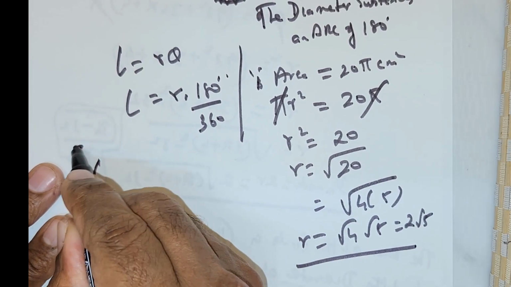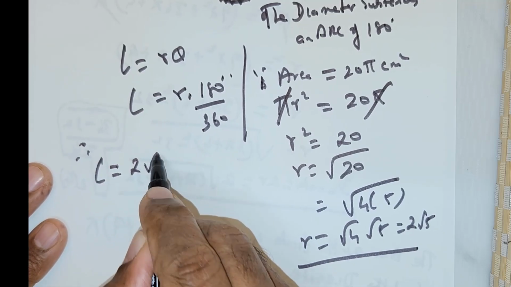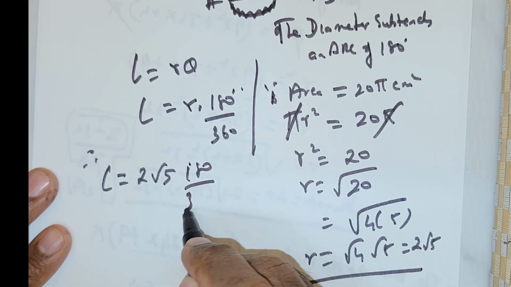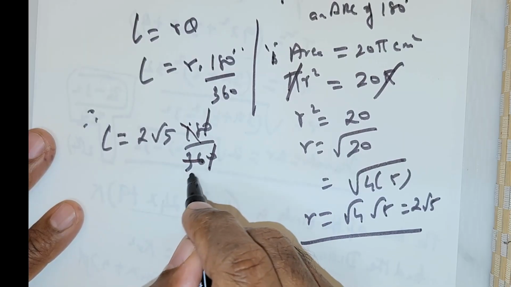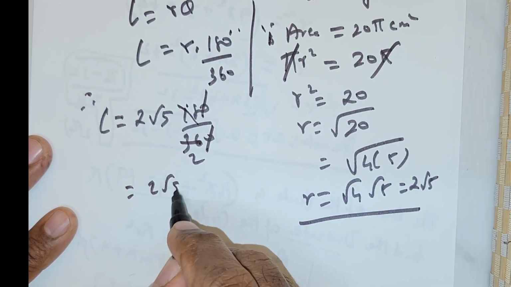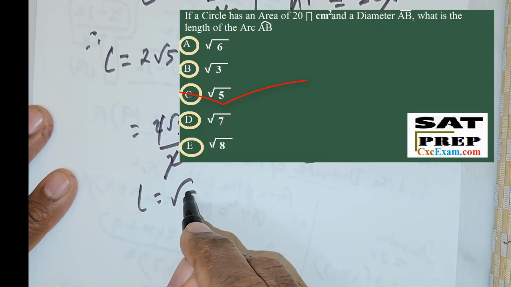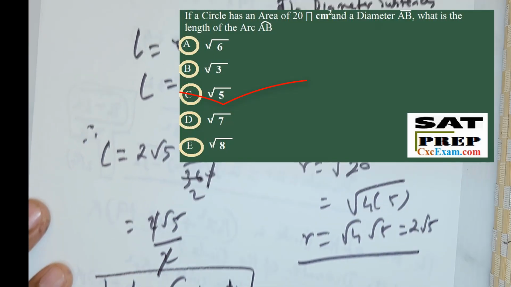Take this value and substitute it here. So therefore L is equal to 2 times root of 5 times 180 over 360. 180 divides 360 two times, and you have 2 times root of 5 divided by 2. The 2 gets cancelled, so L is equal to root of 5 units. That's the answer for this question.